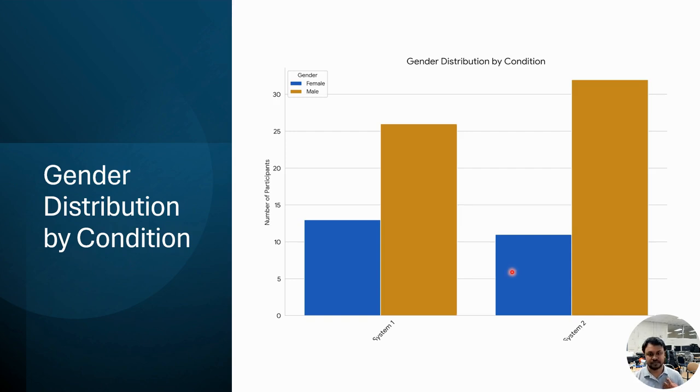So first, let's look at the participants. This chart shows the gender distribution across the two conditions, system 1 and system 2. Both groups are predominantly male participants, which is generally representative of the real construction industry. Both groups are comparable in size and composition, although in system 1 you can see the female participants are a bit higher by percentage than in VR system 2.